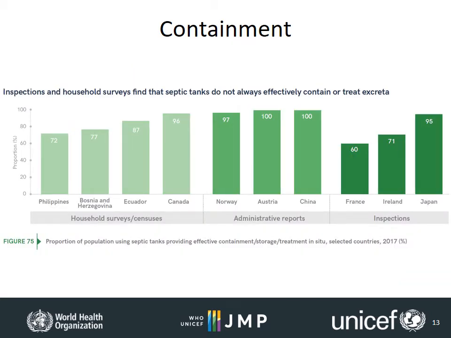Household surveys and censuses occasionally include information on containment, for example septic tanks discharging to open drains or latrines that are full or overflowing. Administrative reports may also include information on the proportion of facilities meeting basic design standards at the time of installation, but detailed technical inspections to establish whether facilities are still functioning properly and effectively containing and treating waste in situ remain relatively rare.